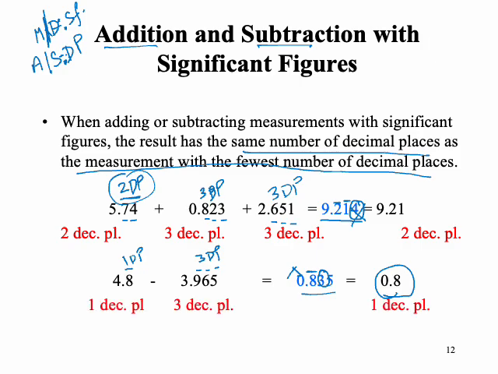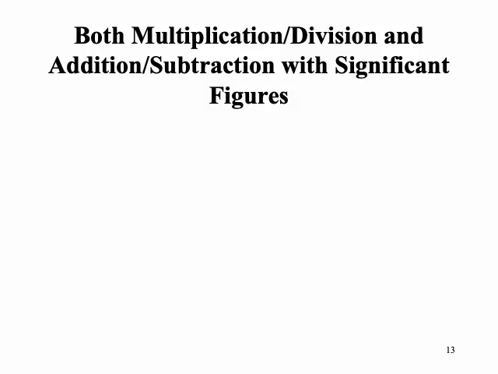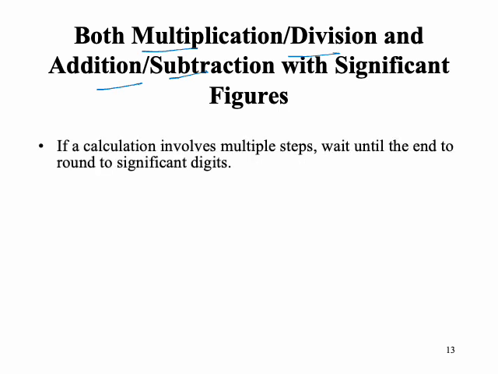Now the last rule is the third rule. The third rule is, if in your calculation all multiplication, division or addition, subtraction, everything's basically present, which rule will we apply? The rule is, if calculation involves multiple steps, wait until the end to round to the correct number of sig figs. You cannot round it.